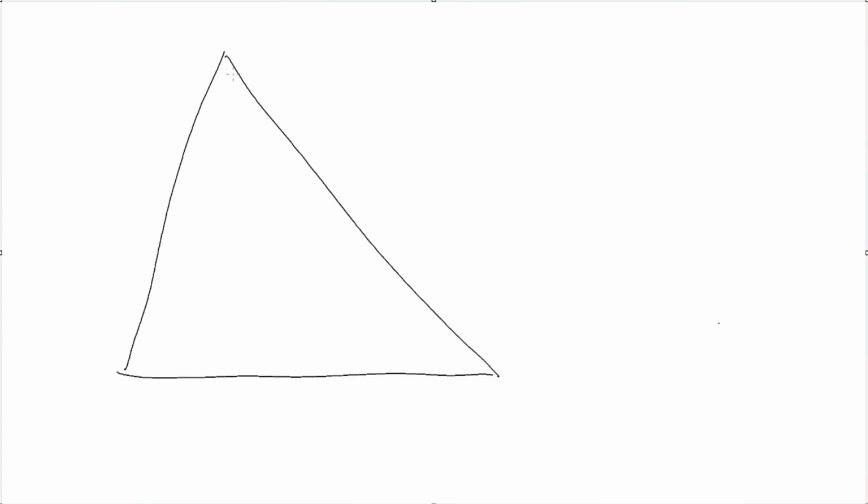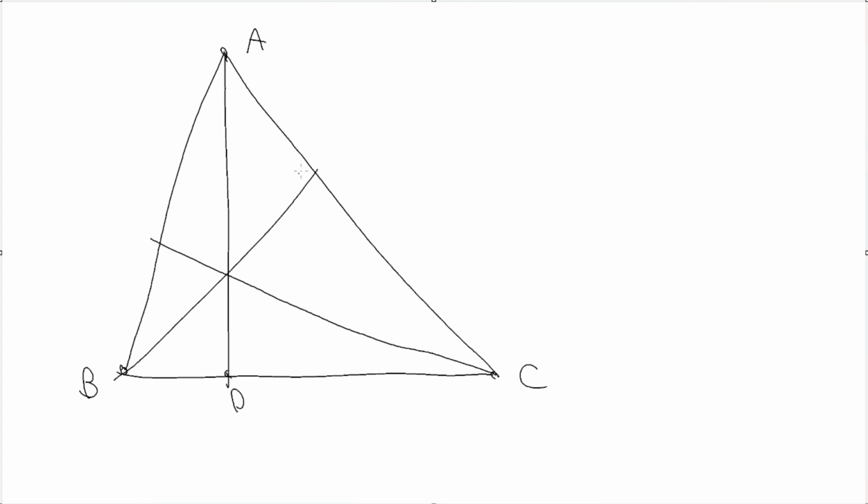All right, so what are these configurations that we need to know? First, we have the orthocenter configuration. Suppose we have a triangle ABC here. Then we have the altitudes D, E, and F, and we also have the orthocenter H. And we even have the midpoints M, N, and P, and also the midpoints of these segments, A1, B1, and C1.